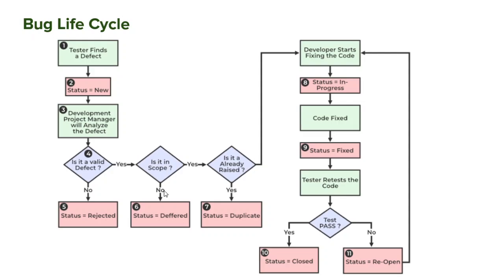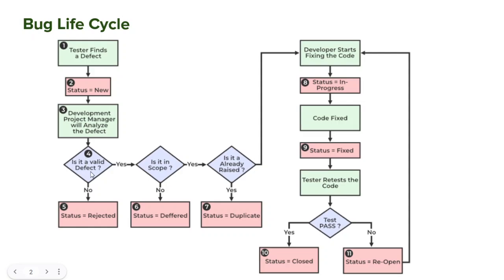If that issue was not in the scope, then that is not part of a requirement and they will mark that issue as deferred. So deferred issues are the issues which are basically taken as an enhancement and they will be fixed later on. So there can be some issues which are valid, but since they are not part of the requirement, they will not immediately fix those issues. For such issues, they will mark the status as deferred.